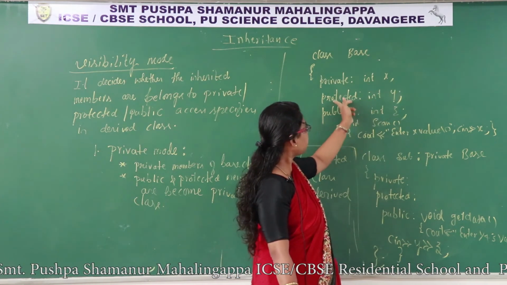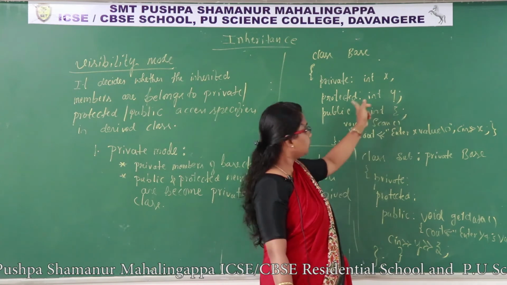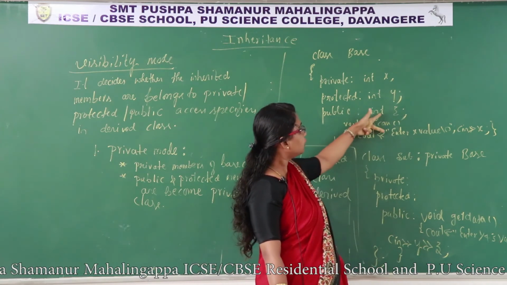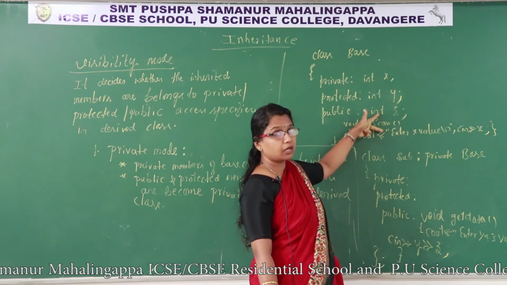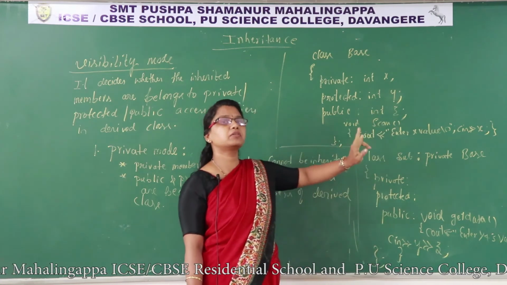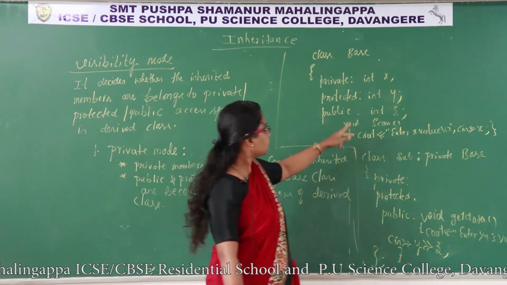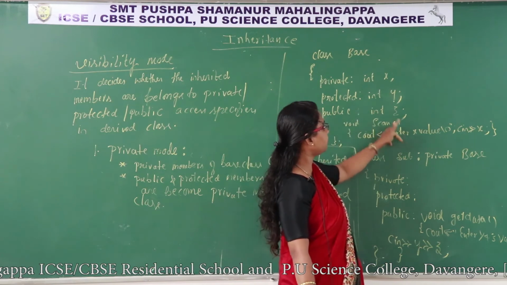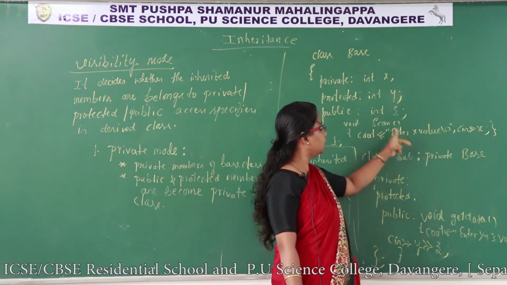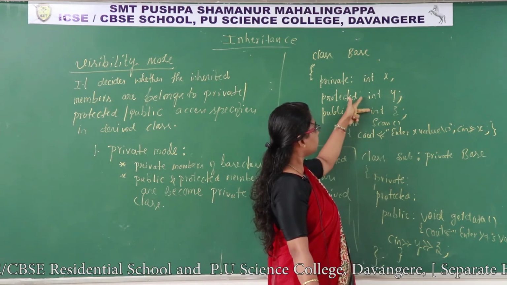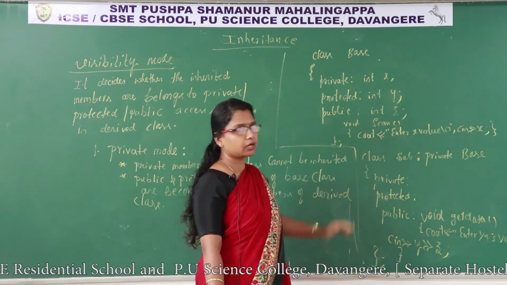Now, the protected section has one data member, and the public section has two members. I told you, members are nothing but both data members and member functions. So the public section has one data member and one member function. So public and protected members are inherited to the derived class.